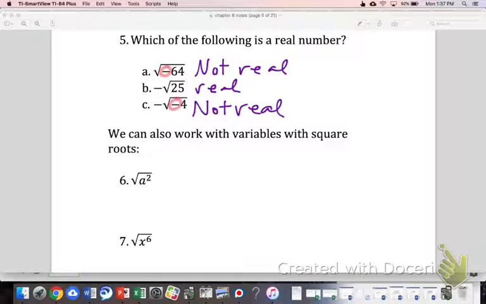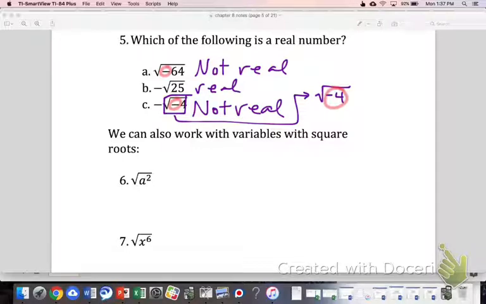Okay, so can we talk about why that's such an issue? Let's take a second and do this. If I just took this radical over here, if I had square root of negative 4, remember a square root is essentially asking yourself what number times itself is the radicand. So what number times itself is negative 4?